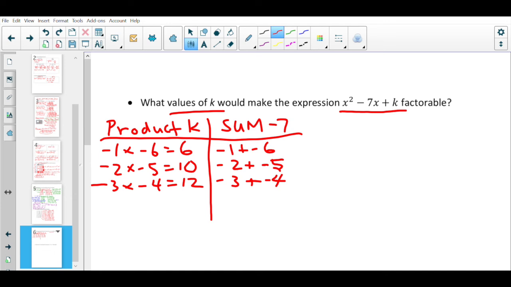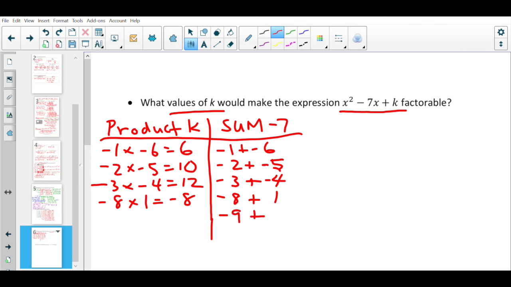Okay, you get the idea. You can also do positive numbers. There's other numbers that add to negative 7 that don't involve two negative numbers, right? So let's do, as an example, negative 8 plus 1. That's negative 7. So negative 8 times 1 equals negative 8. And you can see we can go on down the line.